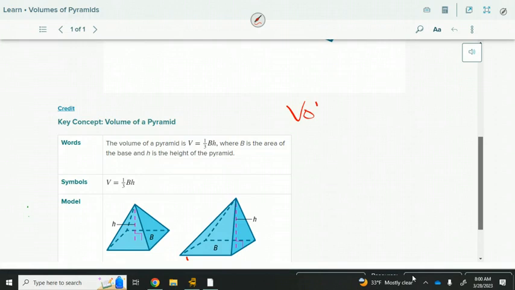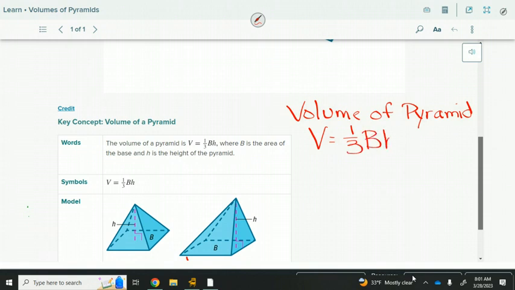So let's write this in our notes. Volume of pyramid. And it's going to be 1/3 big B times H. So it's the same base, the same as a prism, except now we're taking 1/3 of it because it has 1/3 as much volume as what its matching prism would be. And we're going to practice that. So the big B still stands for area of the base.